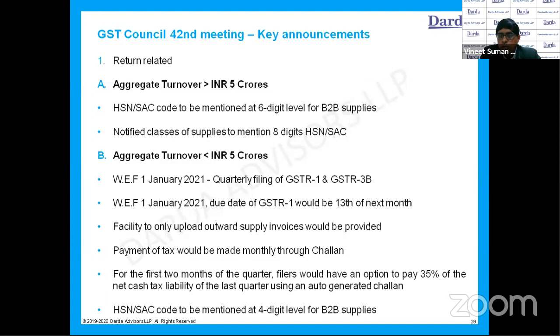For the first 2 months, if you don't know the amount of tax, you can see your previous quarter liability and pay 35% for the first 2 months on a net cash liability basis. And here HSN and SAC is a must at 4 digits. So for 5 crore and above, 6 and 8 digits; for below 5 crore, 4 digits.